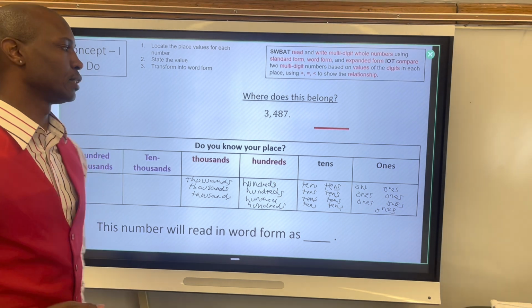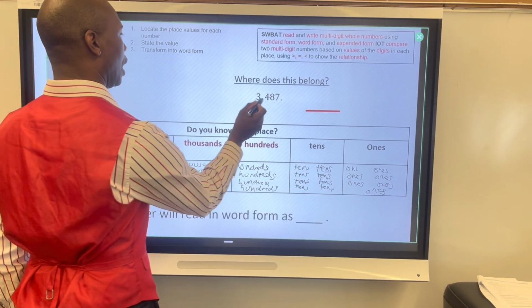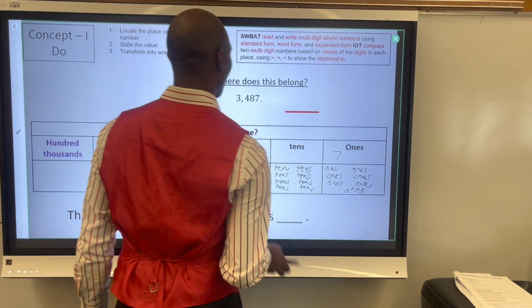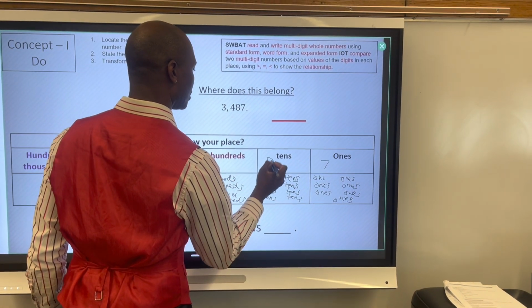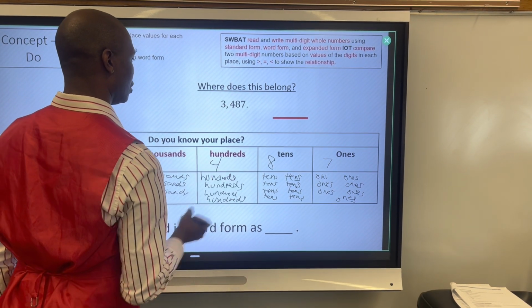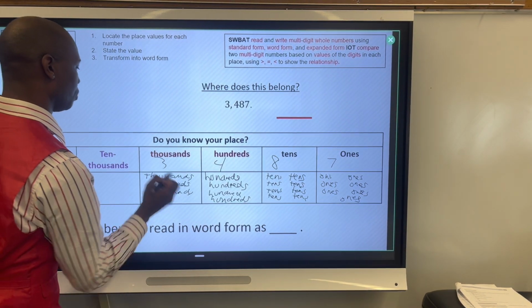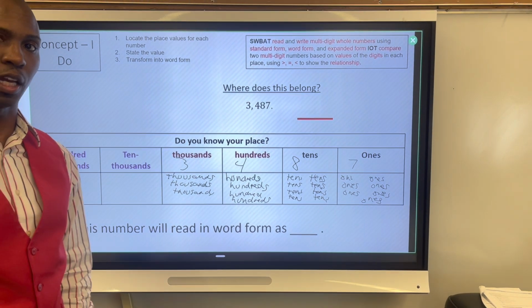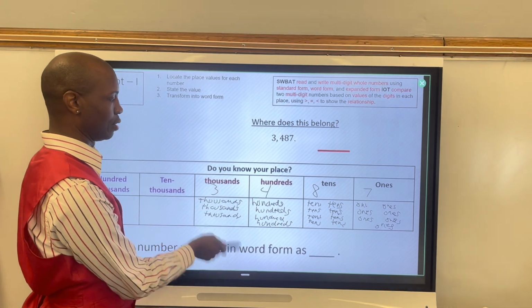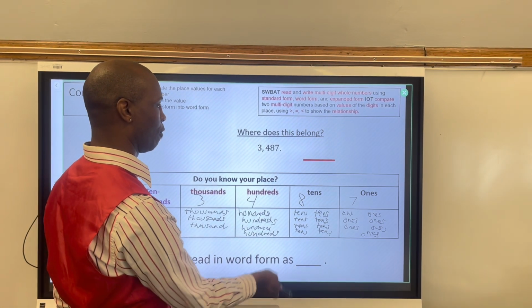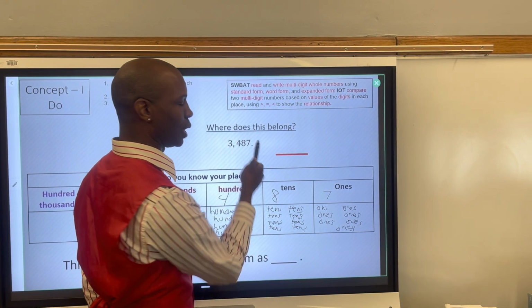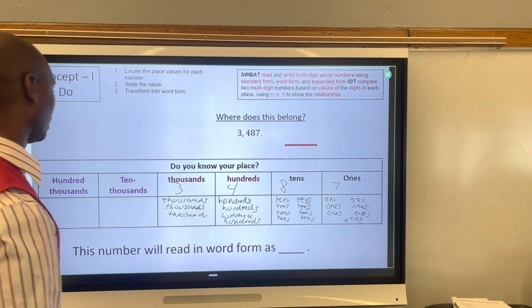So breaking this down, what does that look like for me? I know to place my 7 in the ones area. I know to place my 8 in the tens area. I know to place my 4 in the hundreds area. And I also know to place my 3 in the thousands area based on what I already have. So I see the 3,000 matches the 3, the 400s match the 4, the 8 tens match the 8, and the 7 ones match the 7 in the ones placement.